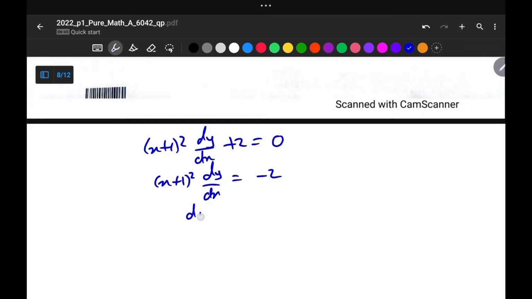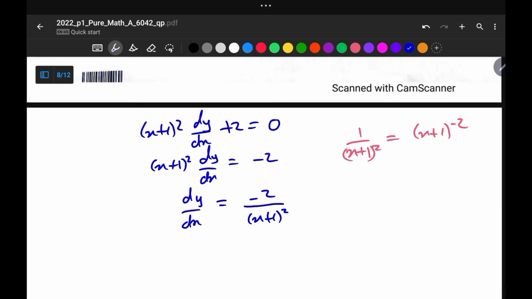So we are going to be left with the dy/dx on the left hand side of the equation being equal to -2 over (x + 1)², and we can also express 1 over (x + 1)² as (x + 1) raised to the power -2. So here we can now simply separate our variables to say it is now dy = -2(x + 1)^-2 dx. Let us integrate both sides.